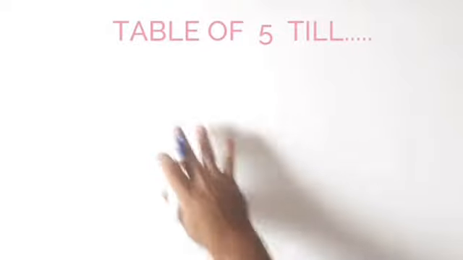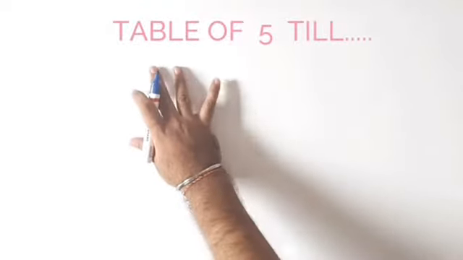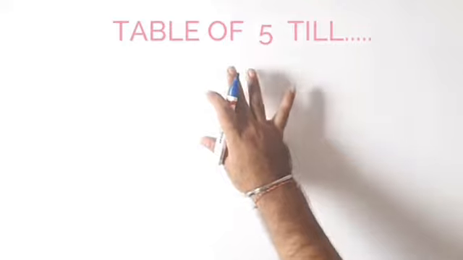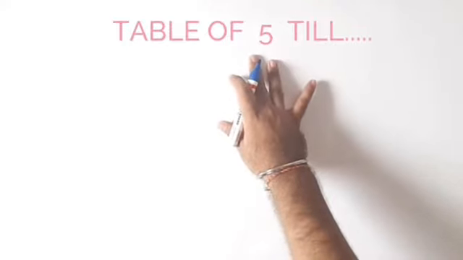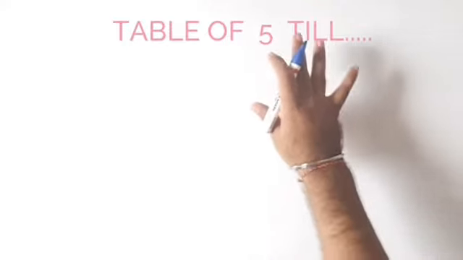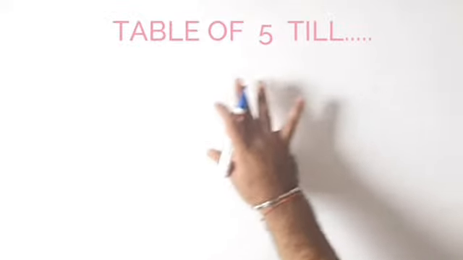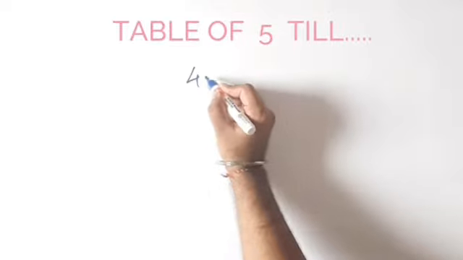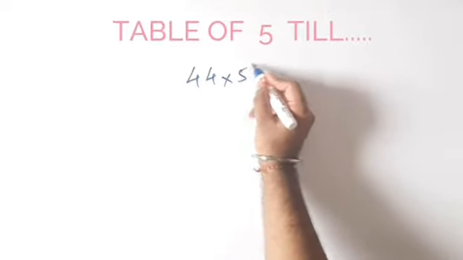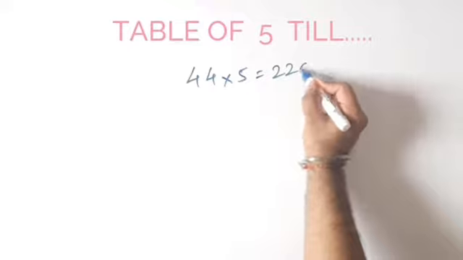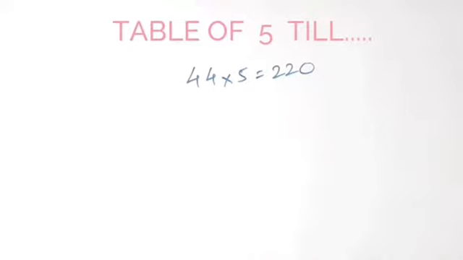Hi students, so today as you can see we'll be learning the trick for multiplying any number with 5, which you can do very quickly if you can observe a particular pattern in what I am writing. 44 times 5, what is 44 times 5? It is 220.